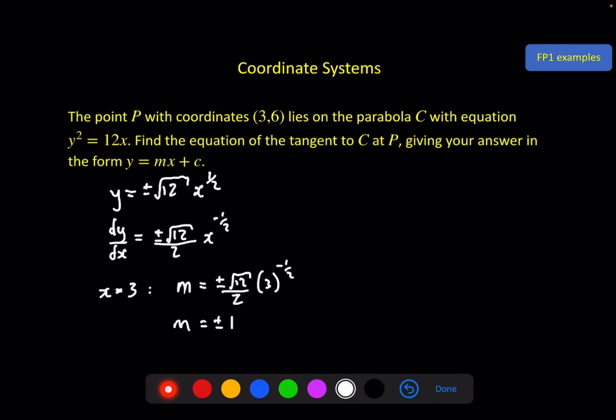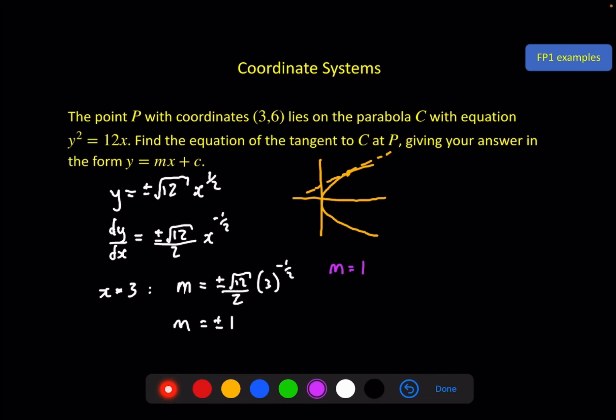And now we need to have an idea of what the graph looks like in order to choose which of these two is the correct one to use. And we know this because the parabolas we're using always have their vertex going through the origin. So 3, 6 must have a positive gradient. So we're using m is equal to 1.